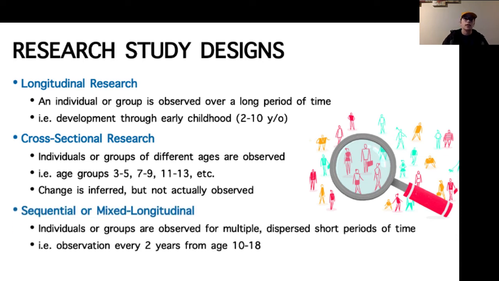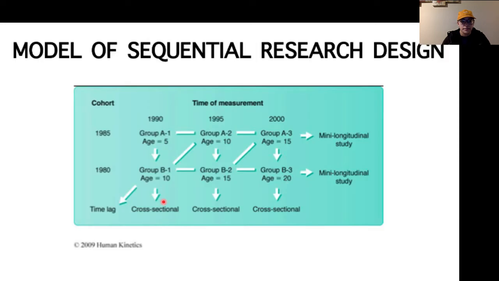Some people will opt to take a combination of both longitudinal and cross-sectional, which we often call sequential or mixed longitudinal study designs. This is when you have an individual or group who are observed for multiple dispersed short periods of time. Let's say we take people and we want to do an observation of a certain developmental characteristic every 2 years. Now we're taking the idea of age groups, or split sessions, but we're still tracking the same person over an extended period of time. This is the model of a sequential research design.